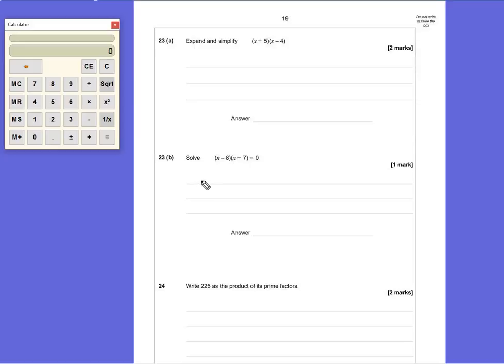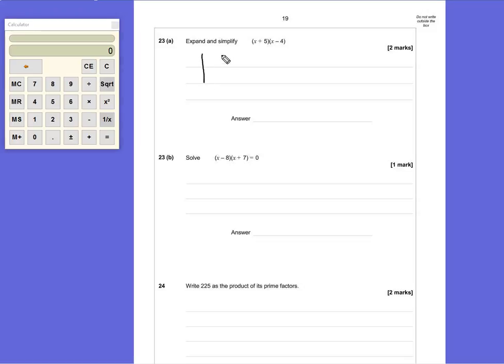Question 23a. Expand and simplify (x + 5)(x - 4). Whenever I'm asked to expand anything involving brackets, I tend to use the grid method. It ensures that everything is multiplied by everything, that everything in the first bracket is multiplied by everything in the second bracket. But whatever method you use, do make sure to show it very clearly.